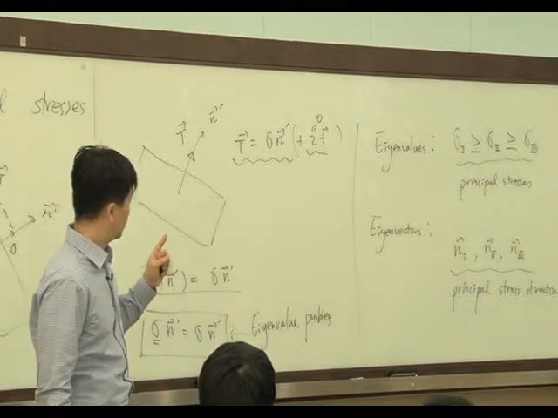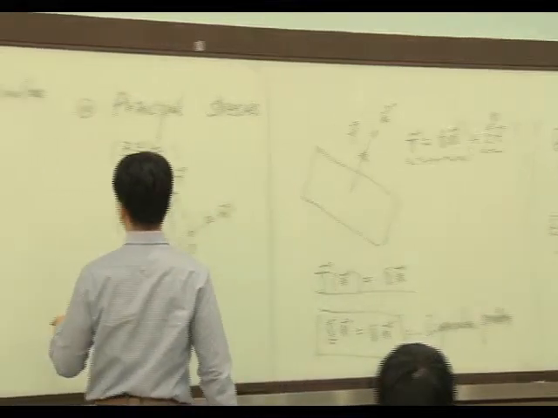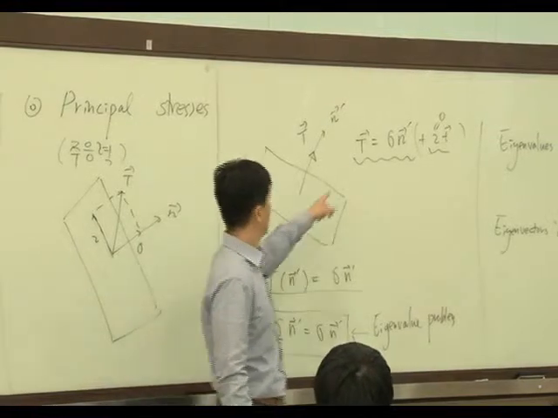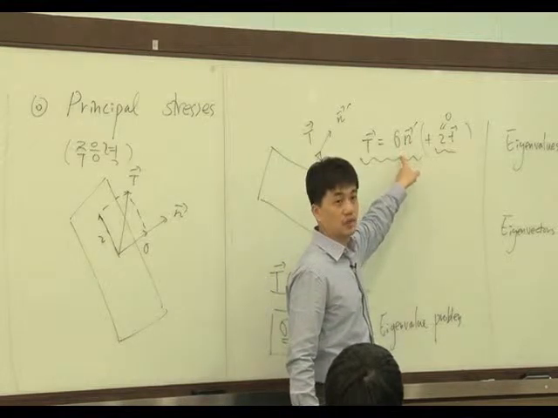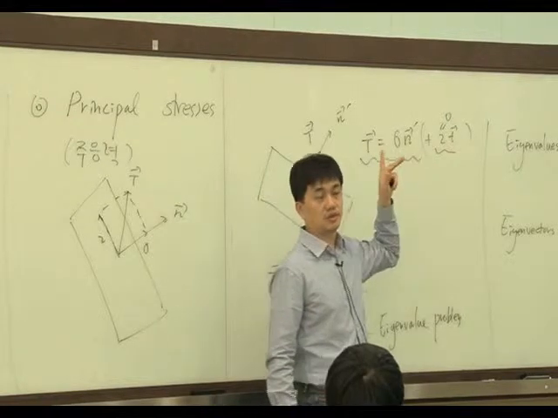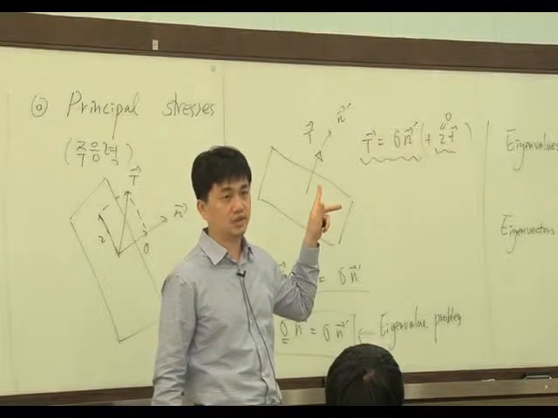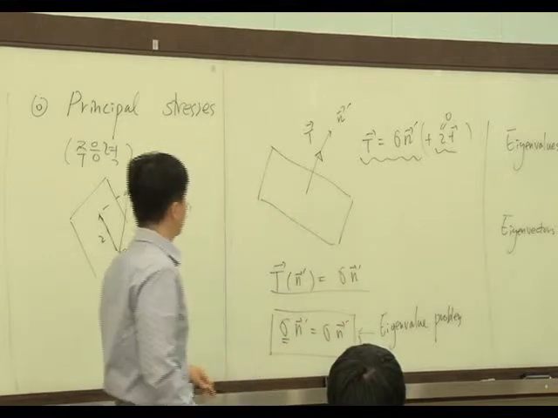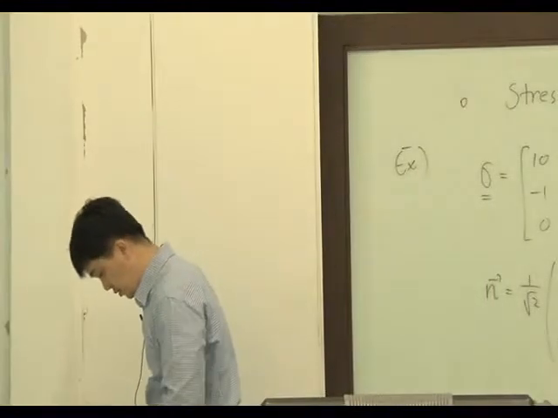So if we put that principal stress direction in this equation, you will find only normal stress. Okay, shear stress becomes 0. So in 3D, in general, we have 3 principal stress directions and 3 principal stresses. Okay? Okay, so let me give you an example.